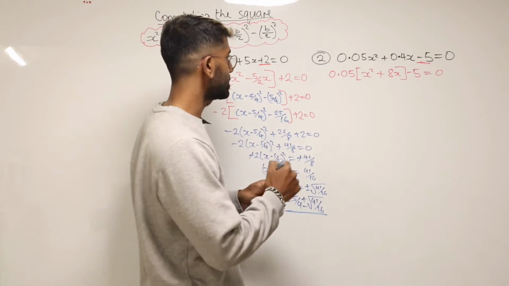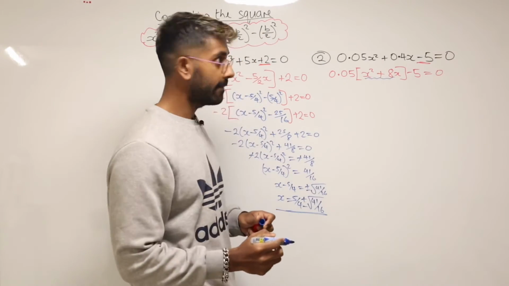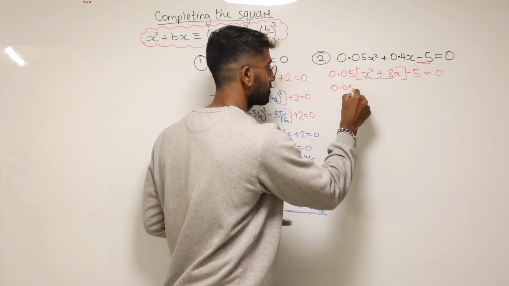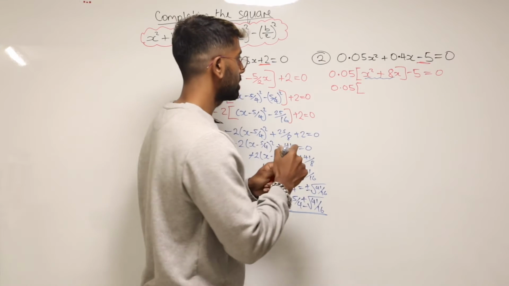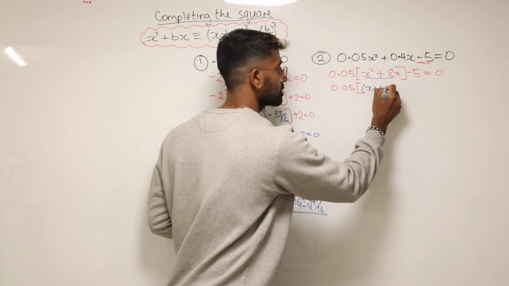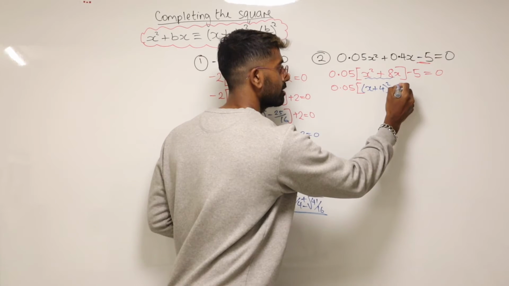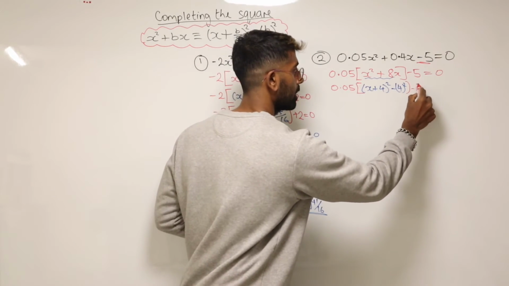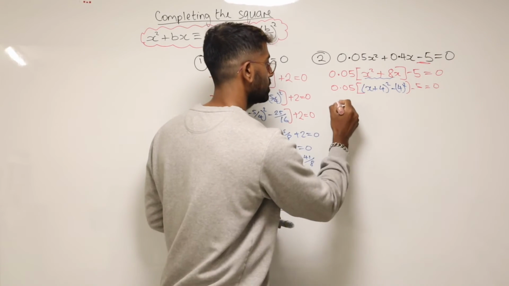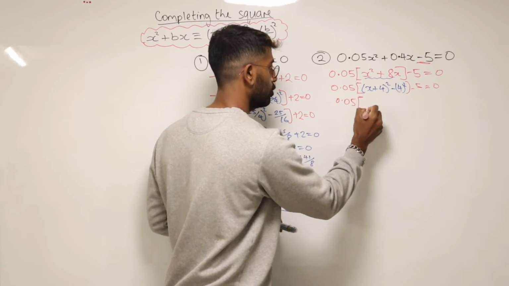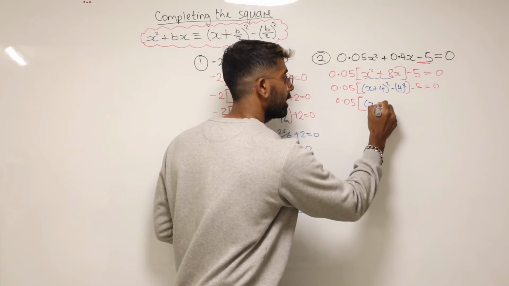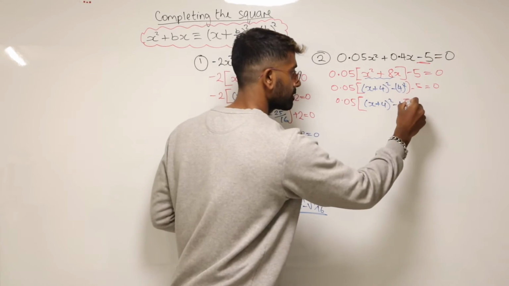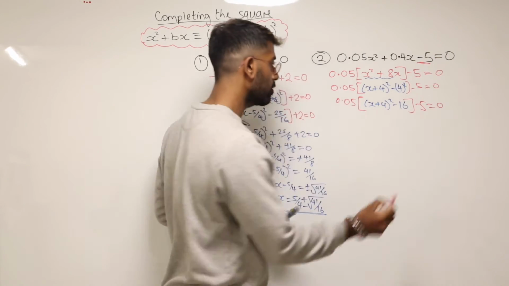Then we can go ahead and complete the square inside here. So we'll have 0.05 still on the outside. And then we'll have x plus 4 squared minus 4 squared, and then minus 5 equals 0. So then we'll have 0.05, open that up. And then we've got x plus 4 all squared minus 16. Okay, some nice numbers this time. And then minus 5 equals 0.